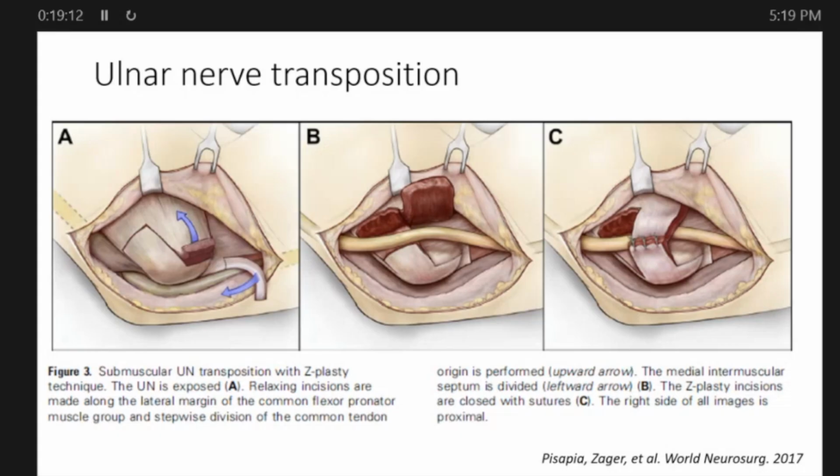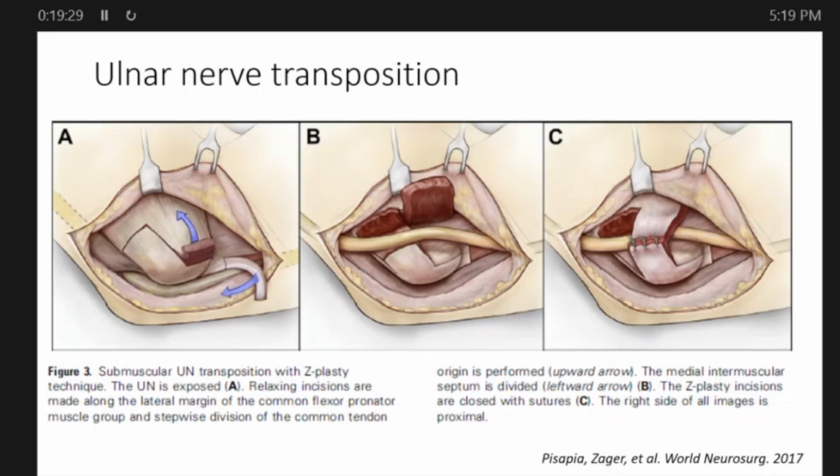And you have to be careful because when you're doing that release, you have to visualize quite carefully because you're very close to the median nerve and the brachial artery. And you obviously don't want to injure those structures in the process of doing your fascial release.